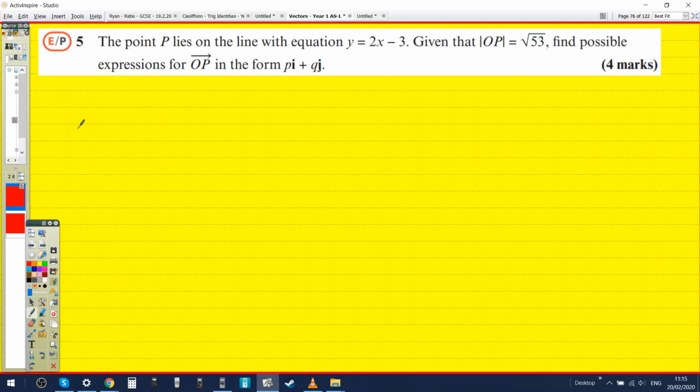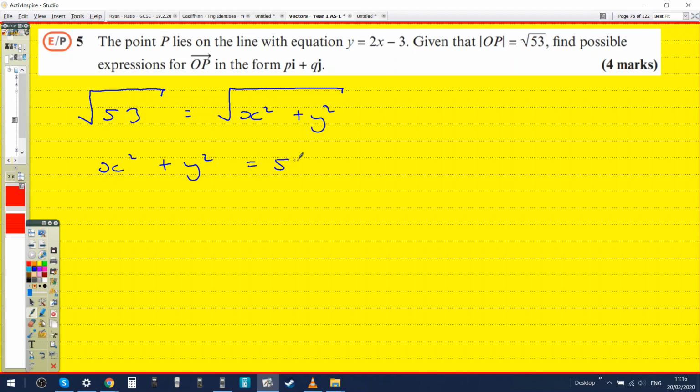Yeah, they roughly sync up, and because it starts from the origin. So do I need to do something like root 53 equals square root of x squared plus y squared? X squared plus y squared. So does that mean that 53 equals x squared plus y squared? Yeah.